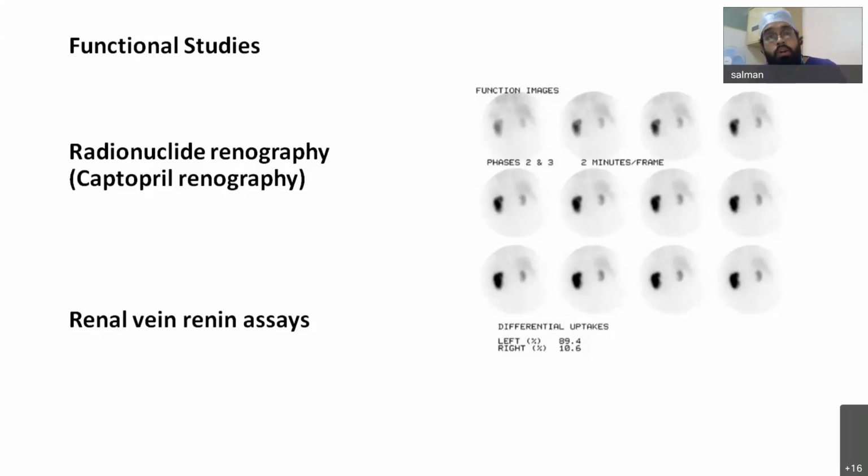And so a normal radionucleotide renography effectively rules out renovascular hypertension. The drawbacks of this test are that it is less accurate in severe azotemia or in small poorly functional kidneys, because the excretory response of those kidneys has already been damaged. Another test which is done is the renal vein renin assay.